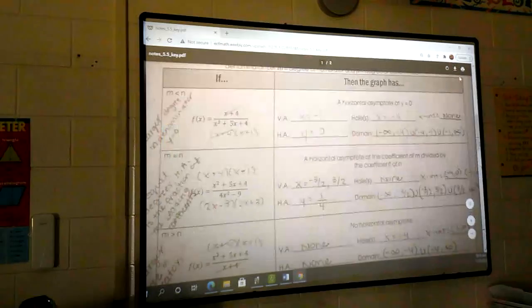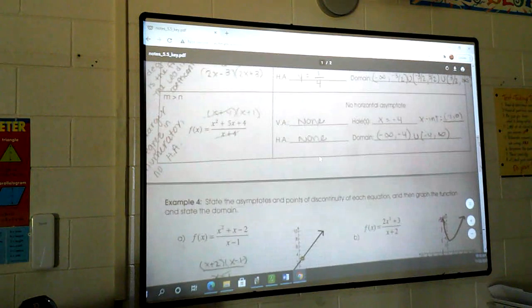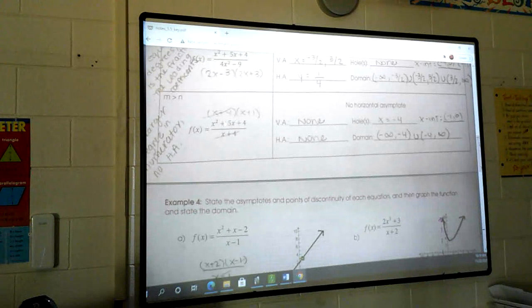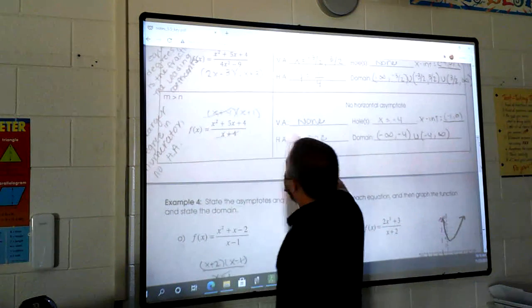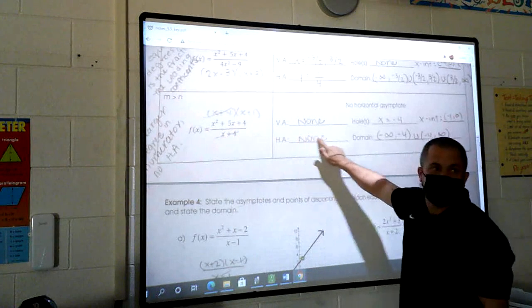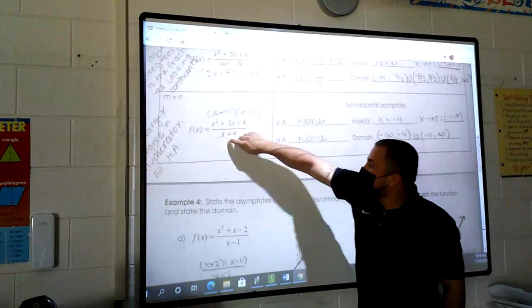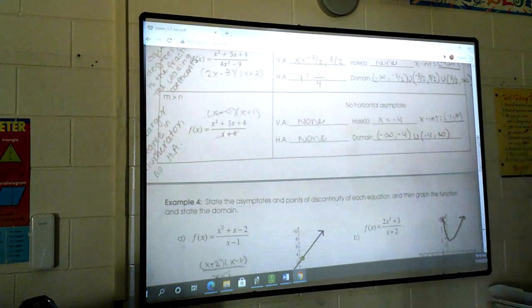So last one. If the top degree is higher than the bottom, there is no horizontal asymptote. Okay? So right in the beginning, if this degree is higher than this degree, there is none. If this one is less than this degree, then we know it's 0. And if it's higher than the degree, we know there's none. Sorry, it might have flipped you to the second page. Okay, so if m is greater than n, so if the top of the fraction has a higher degree than the bottom of the fraction, then there is no horizontal asymptote.